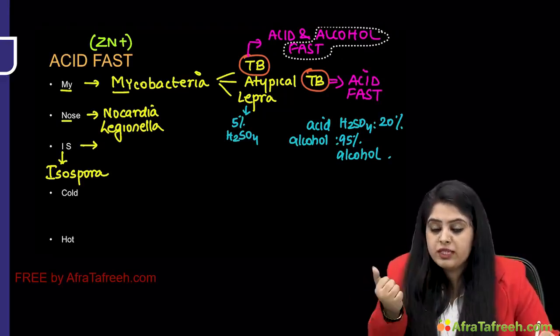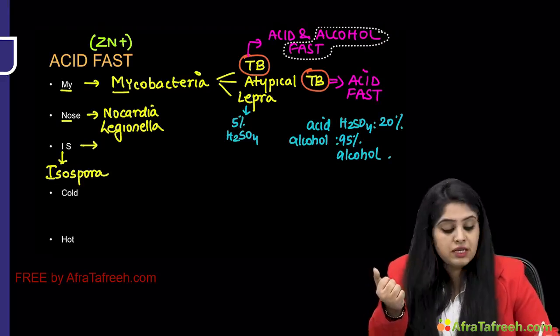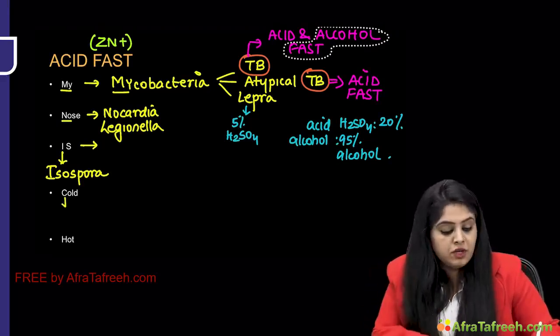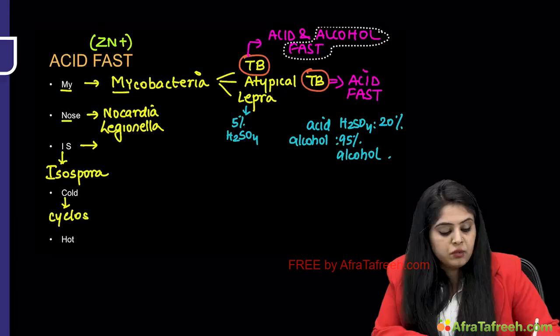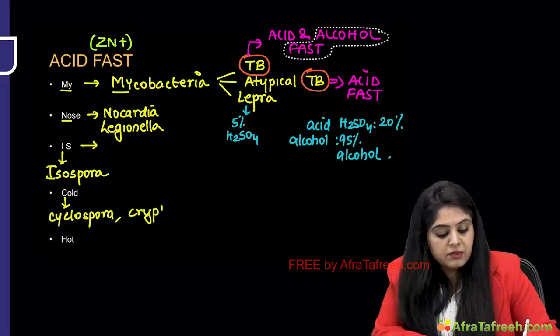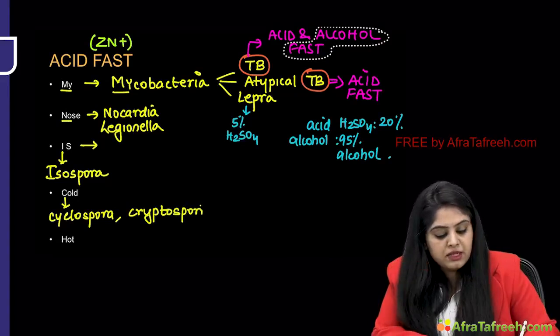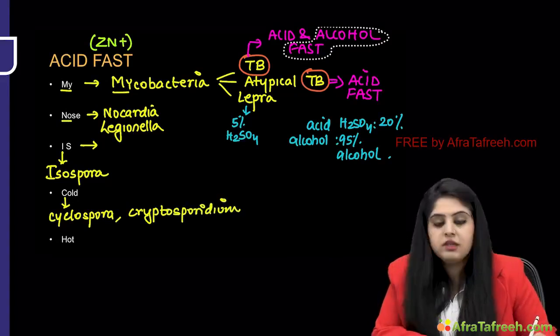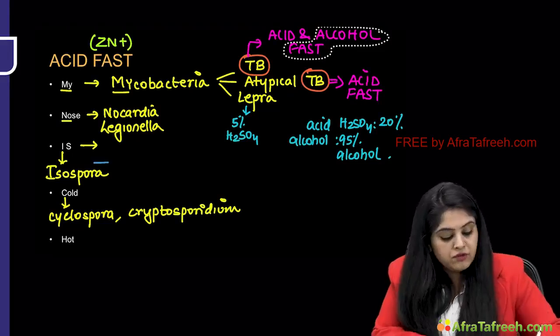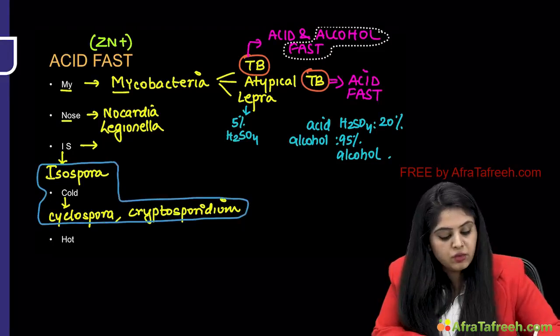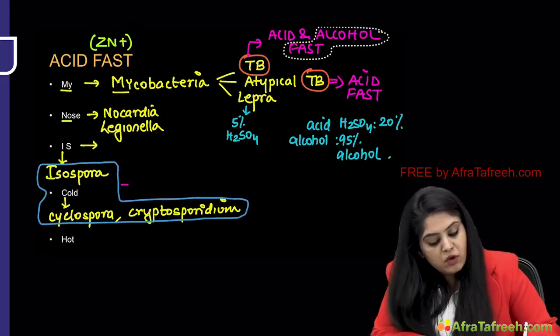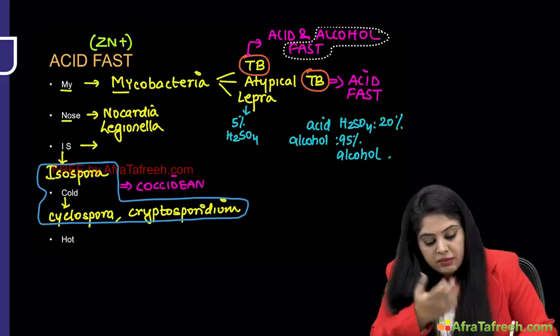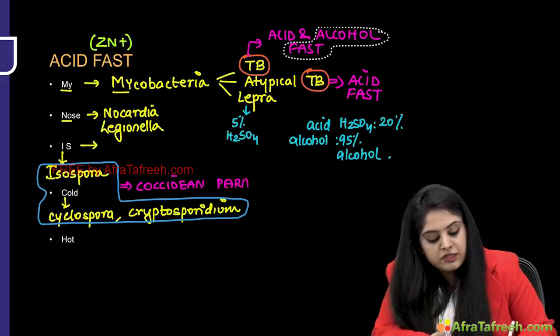You will eventually read it in the parasitology section. Isospora has a cousin brother called Cyclospora, and they also have a cousin brother called Cryptosporidium. Why am I calling them cousin brothers? The spora brothers, Isospora, Cyclospora and Cryptosporidium, fall under the coccidian parasites. These three members are members of the coccidian parasites.